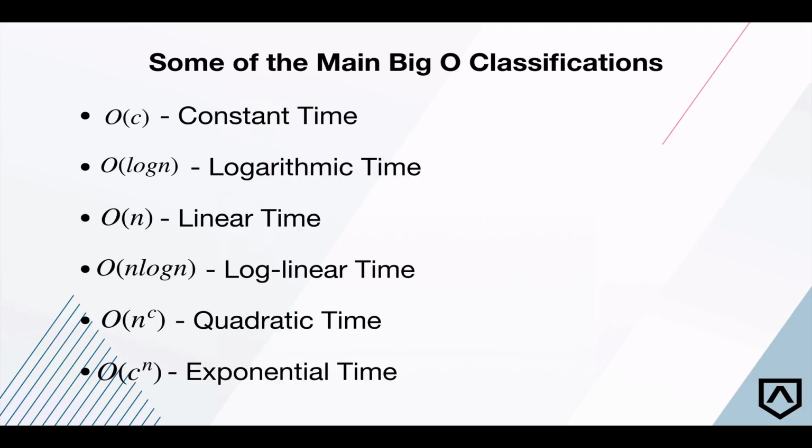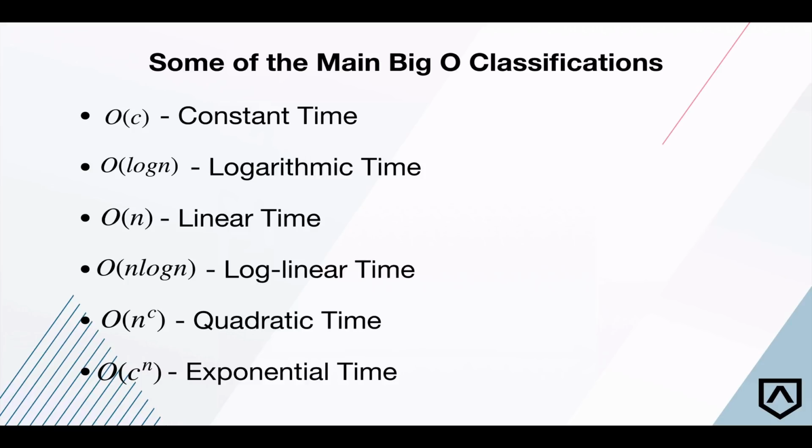So here are some of the main big O classifications, and these are the ones that we're going to be enumerating, defining, and walking through some examples of. They're listed in order of their classifications. Up top we have constant time, which is considered the best runtime classification, and then going all the way down to exponential time, which is considered the worst, or say one of the worst.